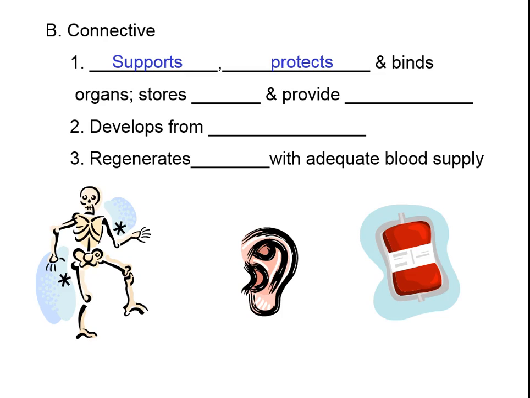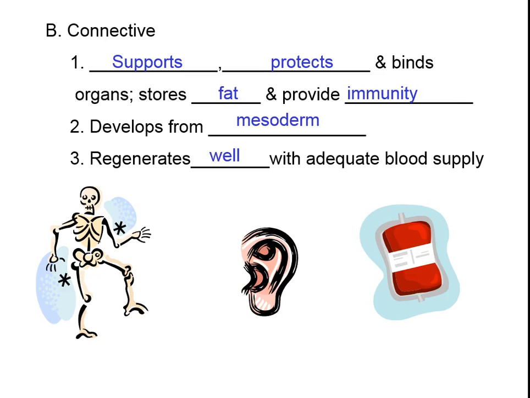One special type of connective tissue is adipose, and so it stores fat. And another type of connective tissue is the blood, and so there are white blood cells in the blood, and that's going to give us immunity. Which germ layer does connective tissue come from? The middle one, or mesoderm. And whether connective tissue regenerates well or not depends on the blood supply.